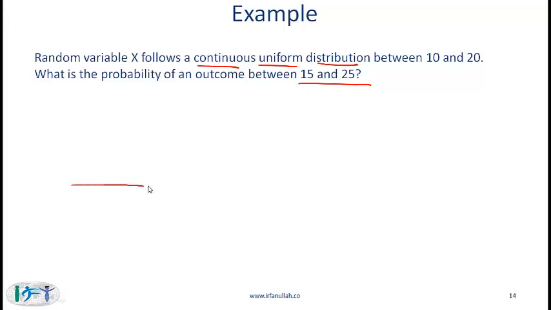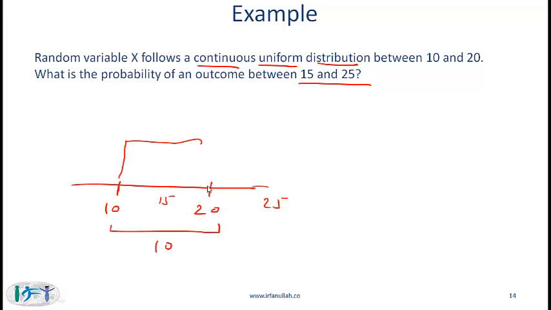So all you do here is recognize the fact that our random variable is between 10 and 20, and we want to know what is the probability of being between 15 and 25. If we are to draw this out, we need to recognize that the base is equal to 10. So 20 minus 10 is 10. We know that the total area is going to be 1. So what is the height? The height is simply 1 over 10, because 1 over 10 times 10 is going to be 1.